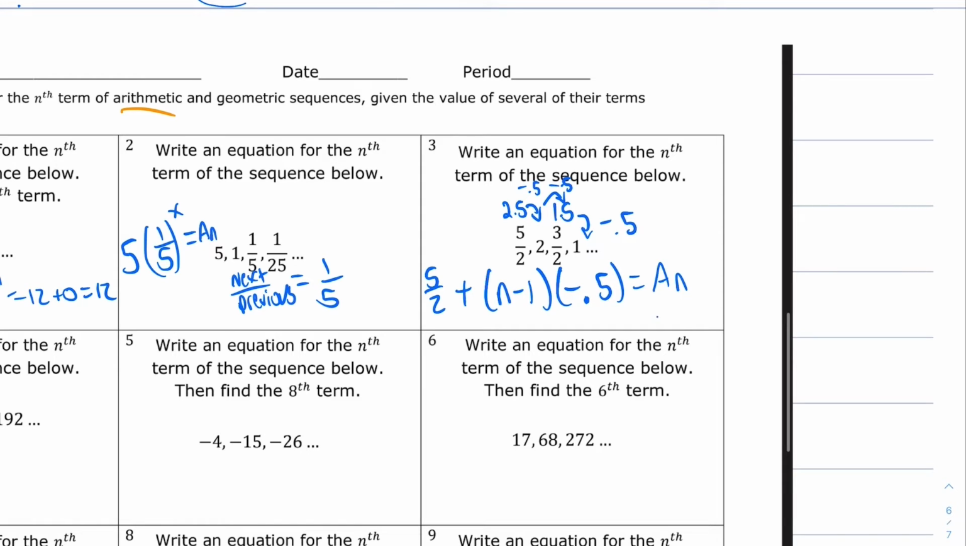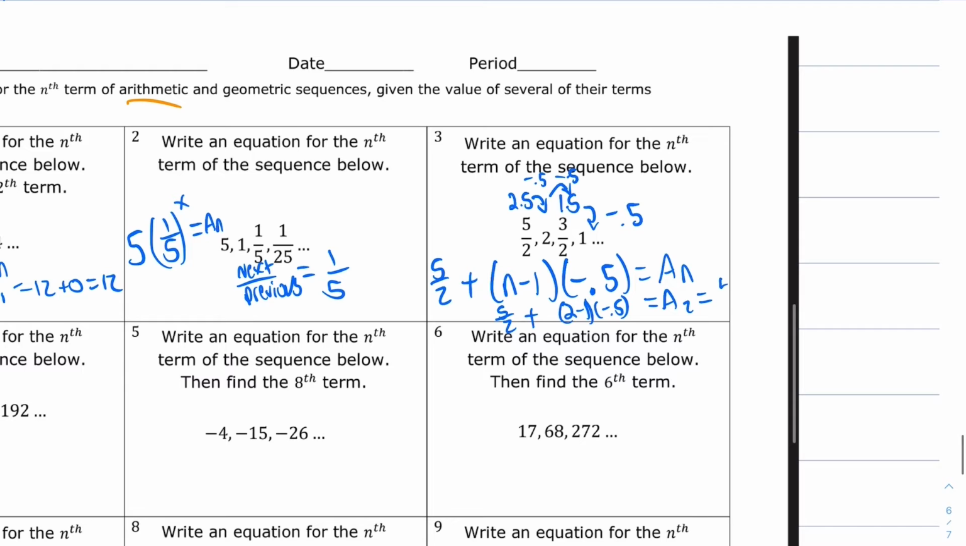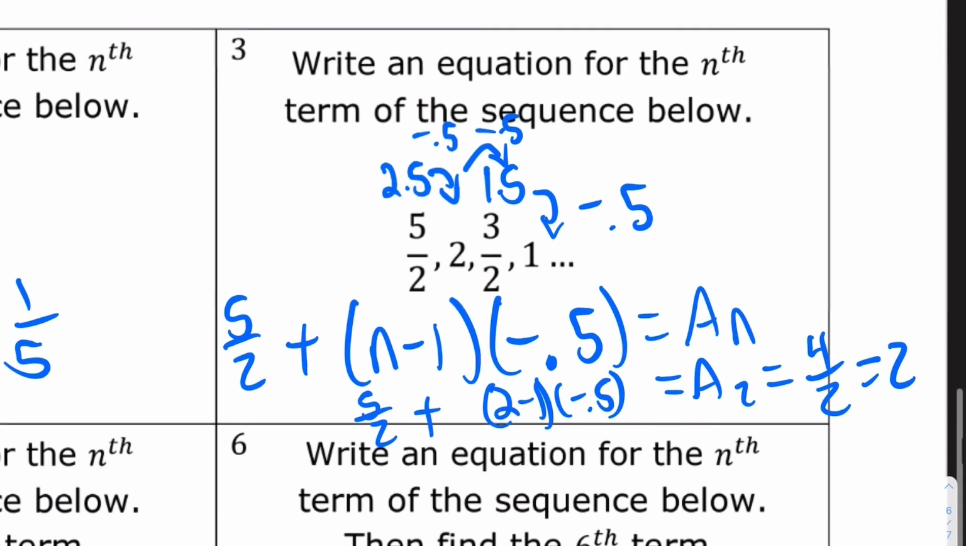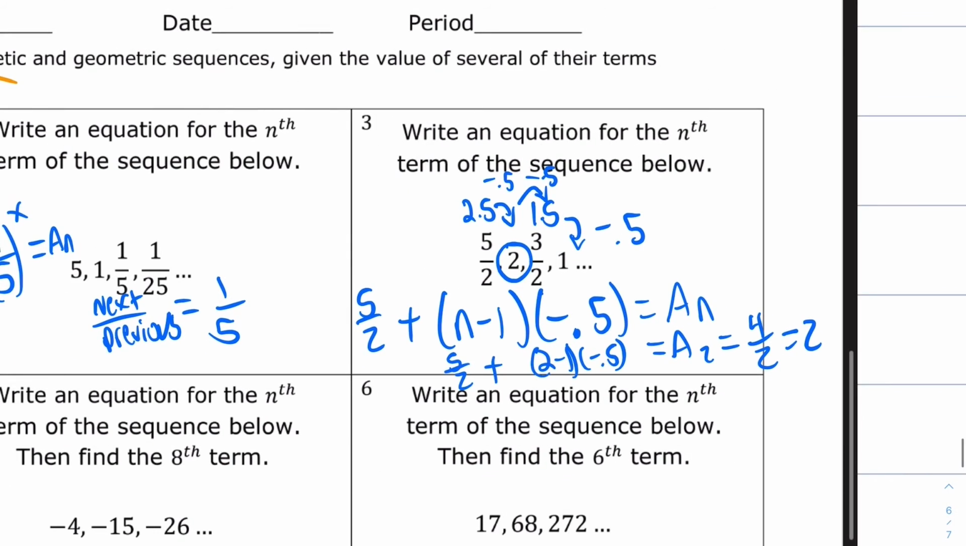And if you want to, we can check it. A2 will be equal to 2 minus 1 times negative 0.5. And we're going to start with 5 halves plus that. 2 minus 1 would be 1. 5 halves minus a half. 5 halves minus 1 half is going to be 4 halves, which is 2. And that's what the answer for the second spot is anyway. So that means that's the right formula.